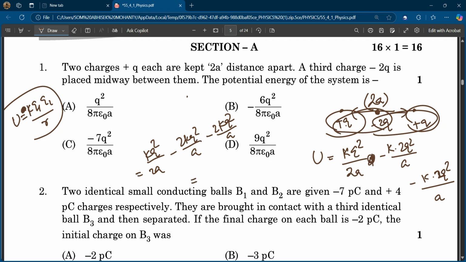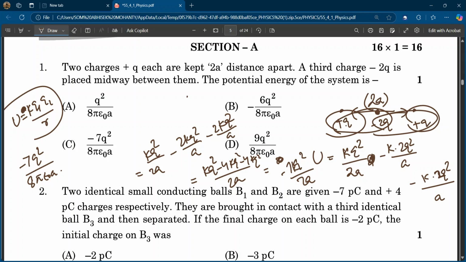So this is kq square by 2a minus 4kq square by a, which is minus 7kq square by 2a. K is 1 by 4 pi epsilon naught, so this is your potential energy U: minus 7q square by 8 pi epsilon naught.